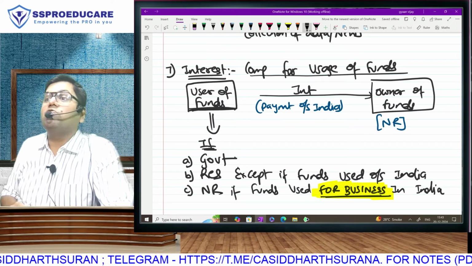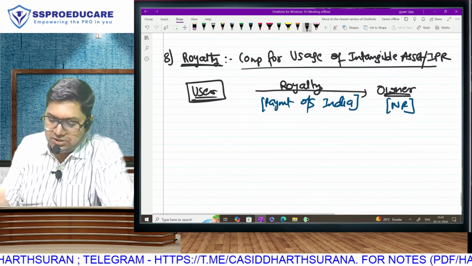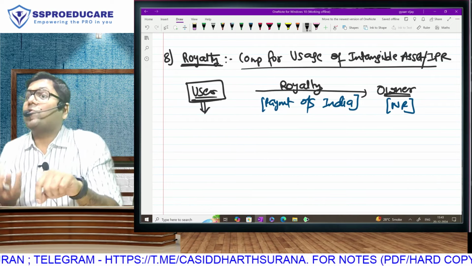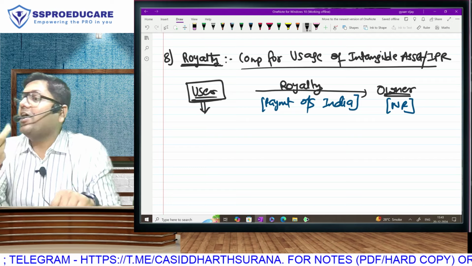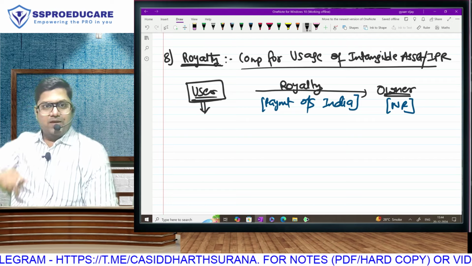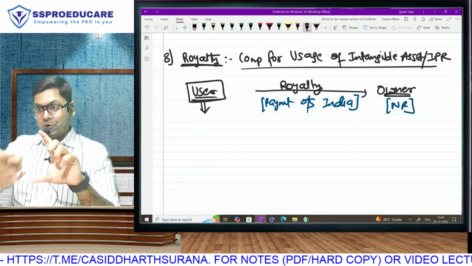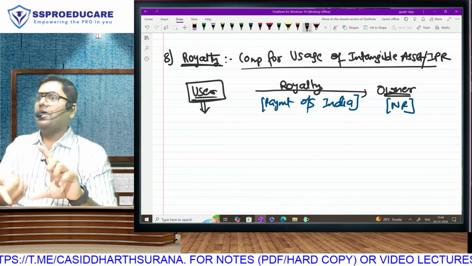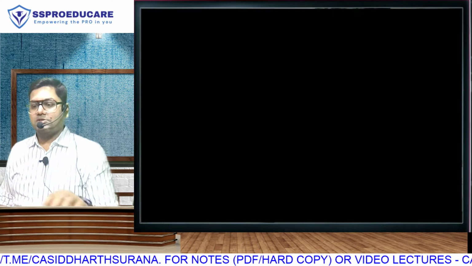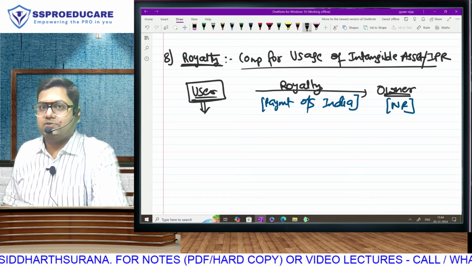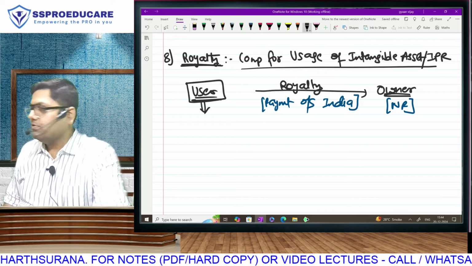Where is this person using my funds? So where is this person using my intangible asset? If using in India, the royalty is generated in India and therefore it will be Indian income and therefore it will be taxable. But if the user is using outside India, the royalty is generated outside India, then it cannot be Indian income. So still we will take tax from residents, but we cannot and we will not take tax from non-residents. Do you understand?